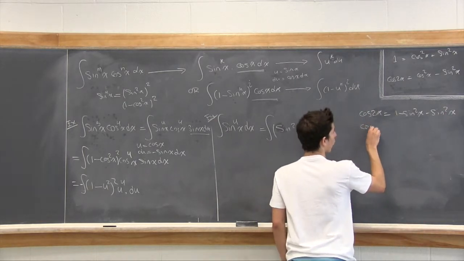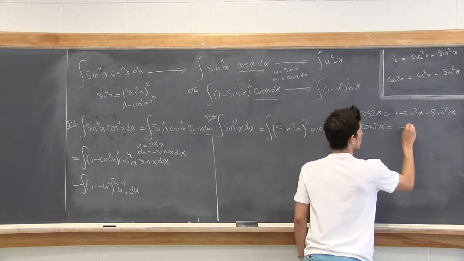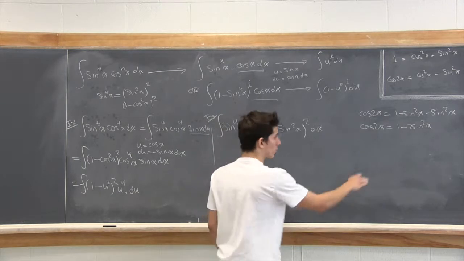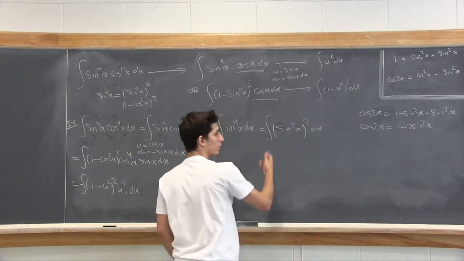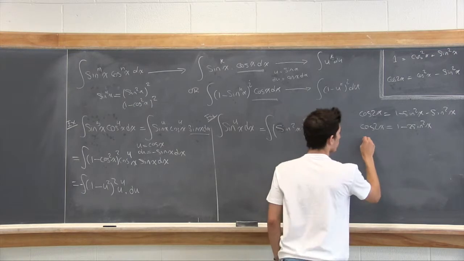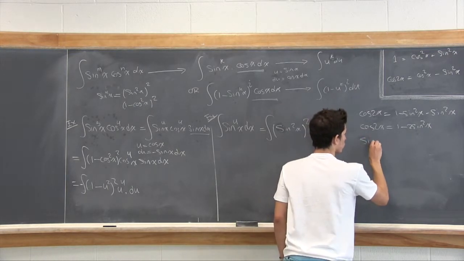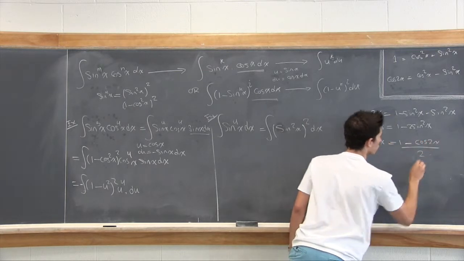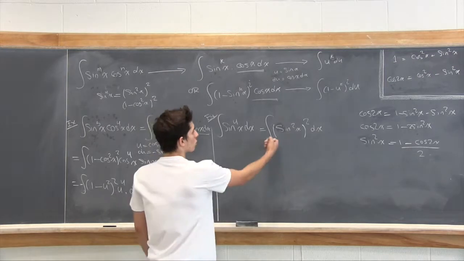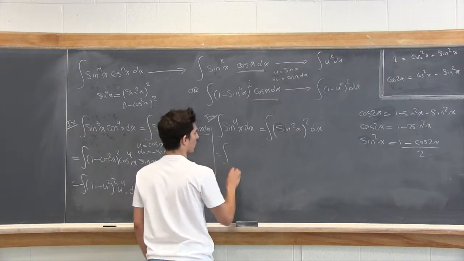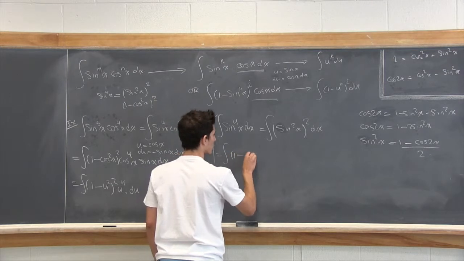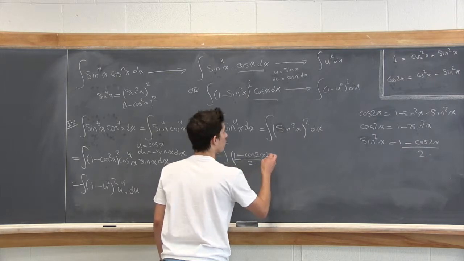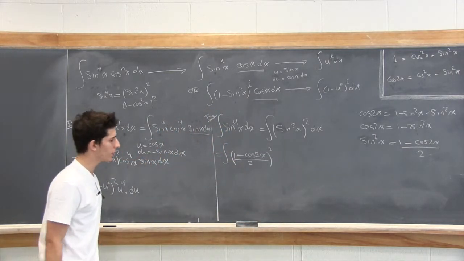And this gives us the other form of the double angle identity, 1 minus 2 sine squared x. I'm going to go the extra mile, solve for sine squared x, because that's what I'll be switching this out for. So it'll be sine squared x is equal to (1 minus cosine 2x) over 2. Okay? So I can sub that out for ((1 minus cosine 2x) over 2) squared dx.